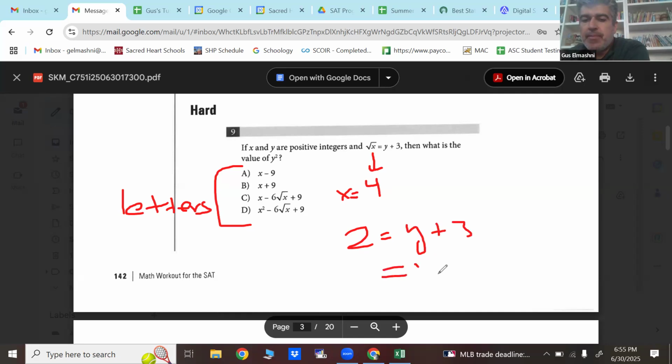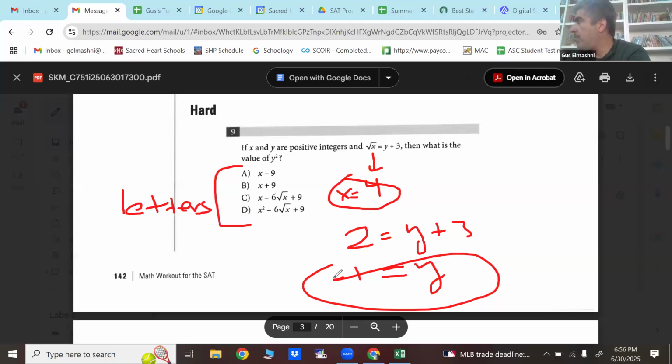So what's y going to equal now? Careful. If x is 4, what's the square root of 4? The square root of 4 is 2. And 2 equals y plus 3. What's y going to equal? Oh, -1, right? So we're okay with that? Y equals -1? It said x and y are positive integers. Oh, crap. I just saw that.